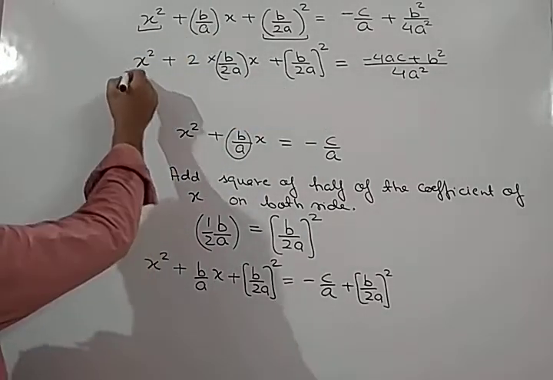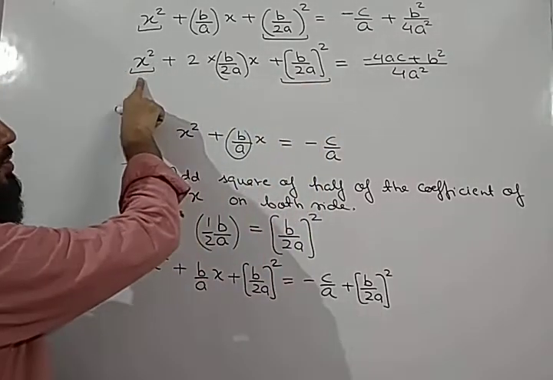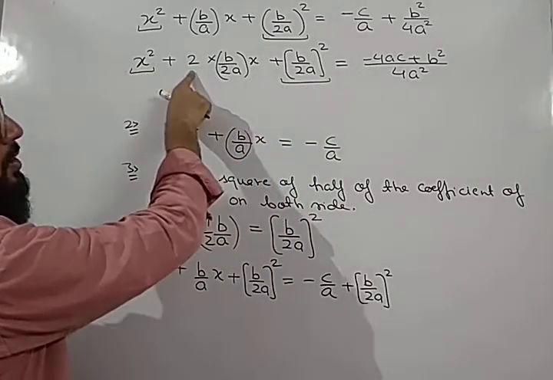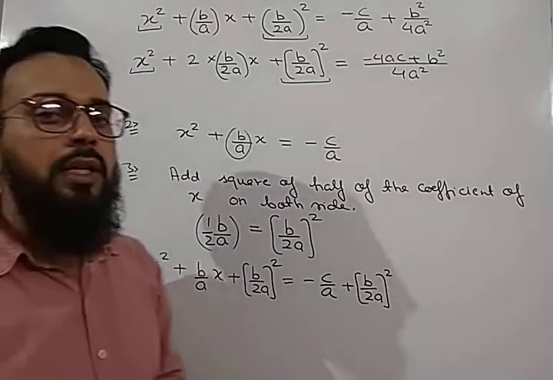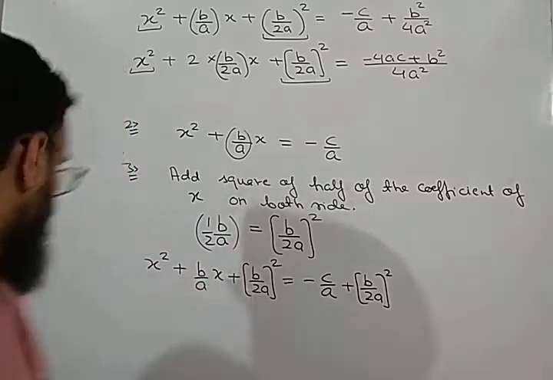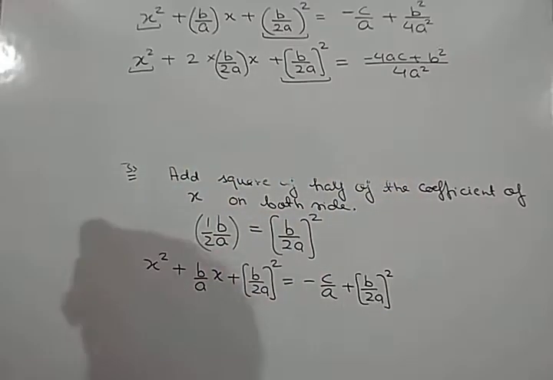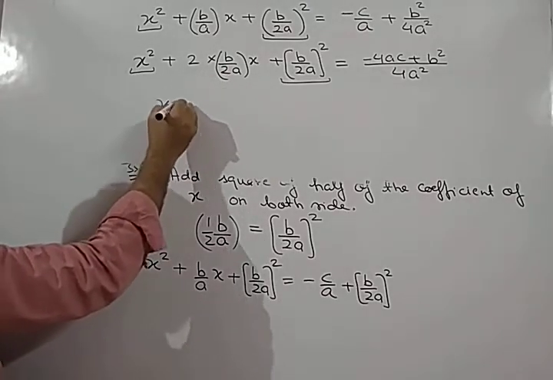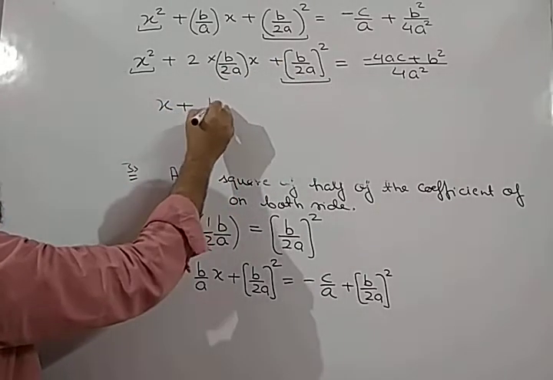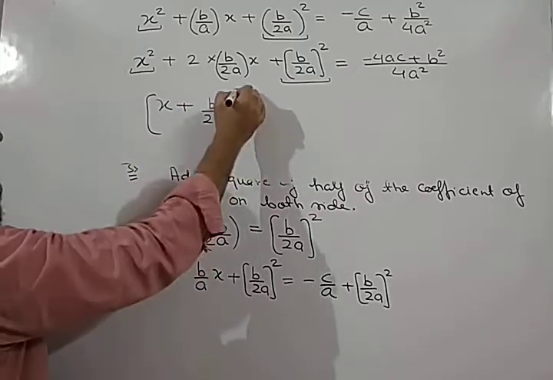What is the identity? If we consider the terms as a and b, it is a square plus b square plus 2ab, and it is the identity of a plus b whole square. So let us make the identity. We can write this term as: this is a, a means x, plus b means b by 2a, and we can write it as a whole square.